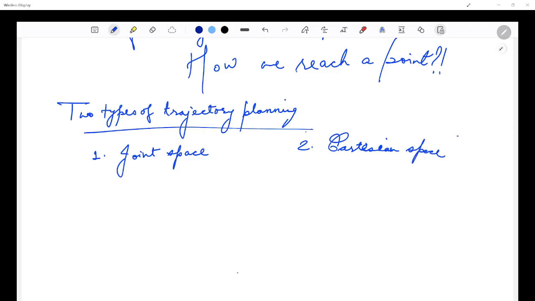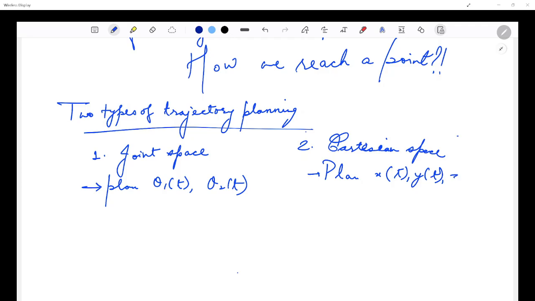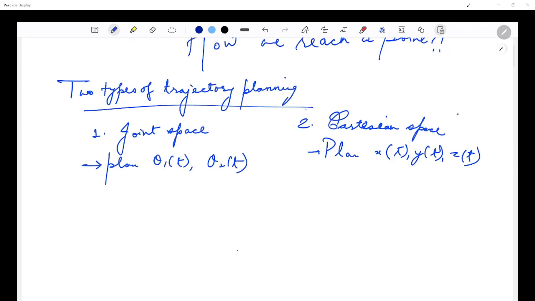Right, so what do we do in joint space? We plan theta 1, theta 2, etc. And what do we do in Cartesian space? We actually plan x, y, z. Okay, so we do all of these things.